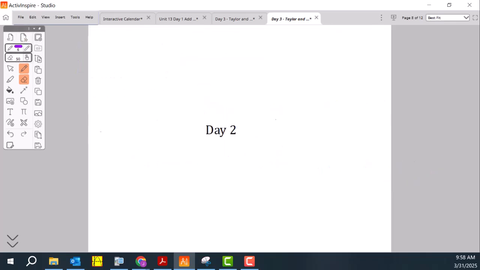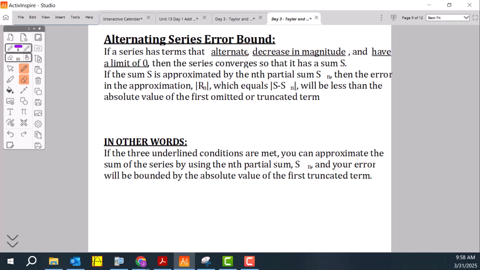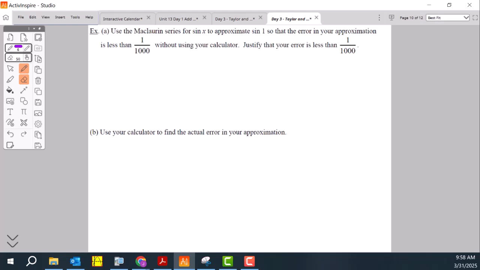All right, let's skip ahead a little bit. One of the other things we can do is use these in our alternating series error bound. Now this is one we talked about last unit. You can go back to last unit's video to find on that. But the general idea here is that we can use these manipulation techniques to find approximations that are extremely accurate for things. So, for example, like sine of x here, it wants us to approximate sine of 1.